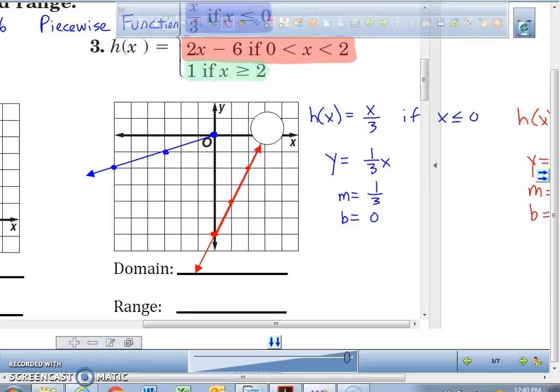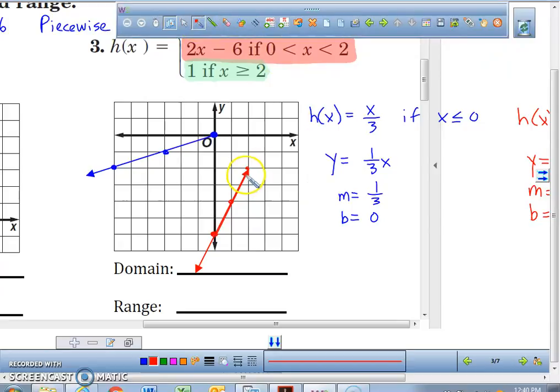Tell me when my x value is a 2. Tell me when I get to a 2. Right there? No. That's at a 2. Okay. Right there.